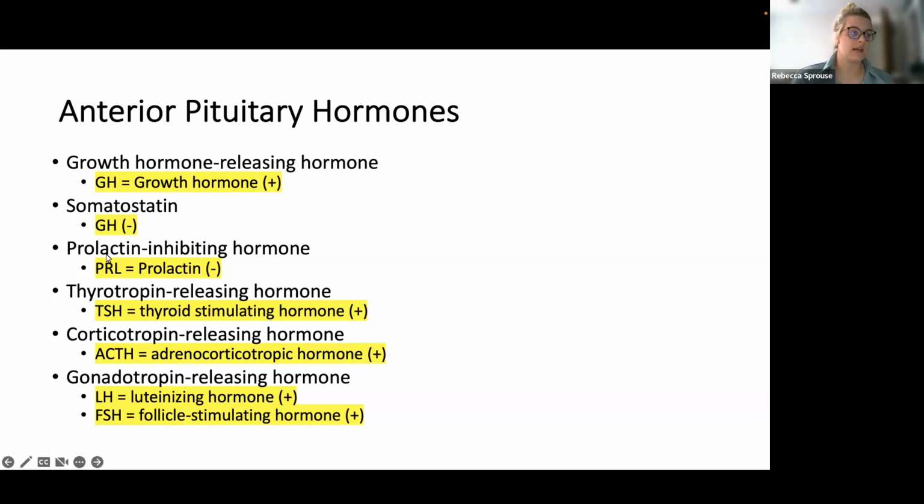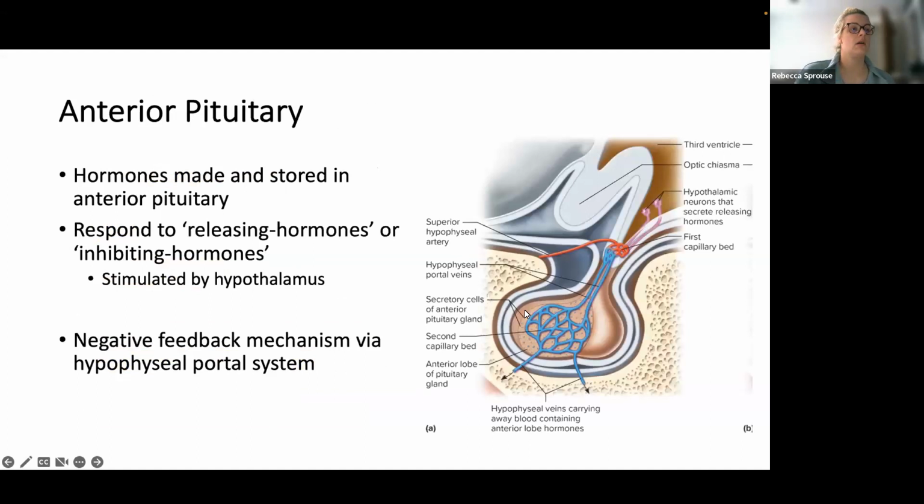So let's just say that the hypothalamus is releasing a bunch of growth hormone releasing hormone, and the anterior pituitary says, okay, so I'm getting signals from the body that our tissues are growing too fast. Okay, so then the anterior pituitary can release somatostatin, and that will go back in the portal system here and tell the hypothalamus to stop releasing GHRH.